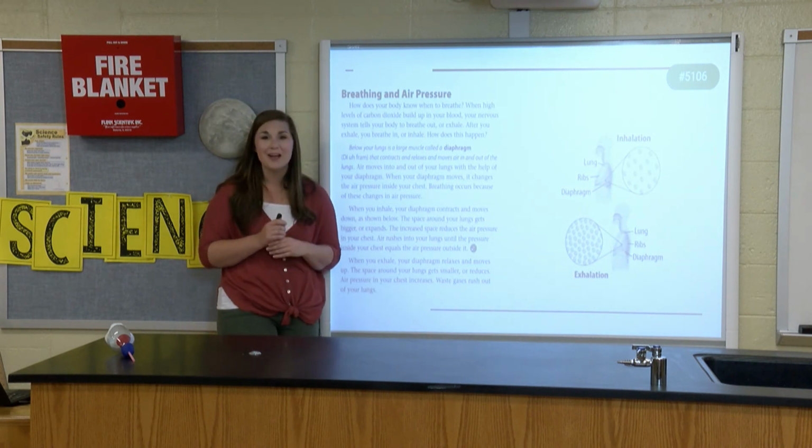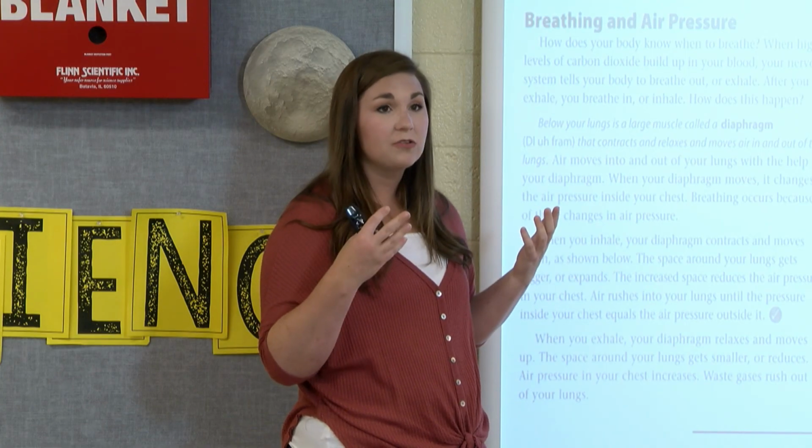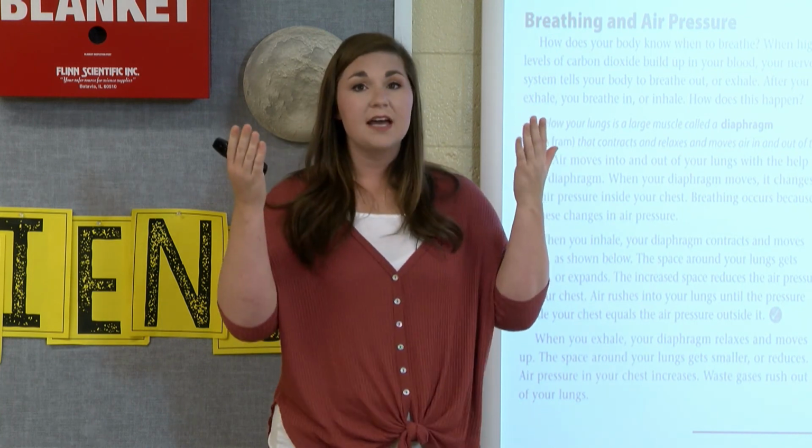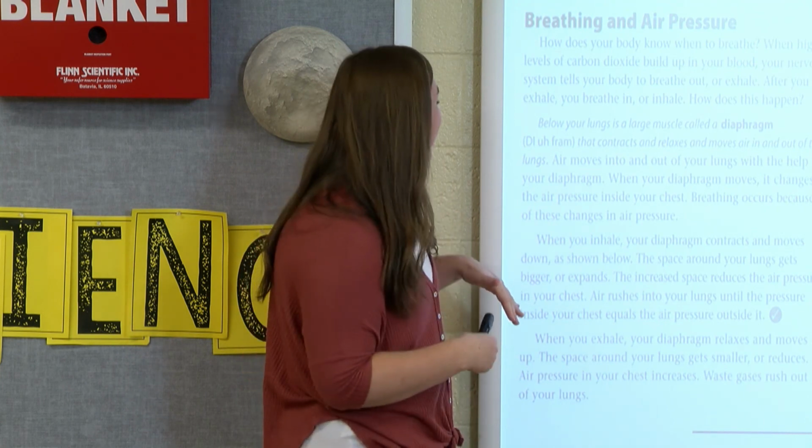Okay, breathing and air pressure. Something that you probably haven't thought about is, what's the air pressure like of the air when you breathe in, and what's it like when you breathe out? Below your lungs is a large muscle called the diaphragm. You can see in the pictures here, the diaphragm looks like it's just about right under your ribs. If you take a deep breath in, notice that your chest goes up, okay? And that's your diaphragm pushing out. And then when you breathe out or you exhale, that's your diaphragm pushing down and pushing air out, okay?